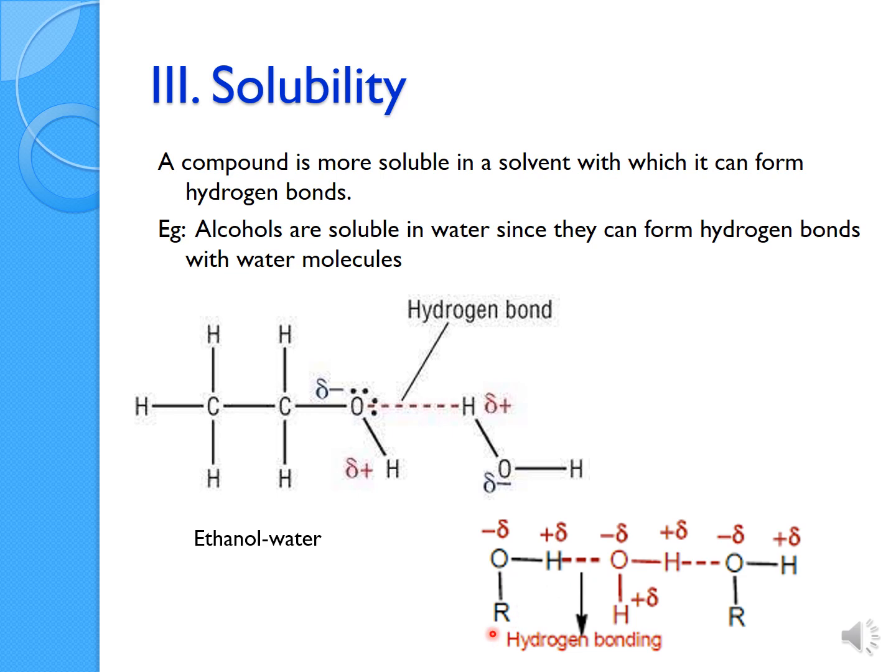This is another figure which represents the same hydrogen bond. Instead of ethanol, I have shown it as a general example. R represents the alkyl group, ROH is the alcohol, and H2O is water. The hydrogen bond formed between the hydrogen atom of alcohol and the oxygen atom of water is shown here.